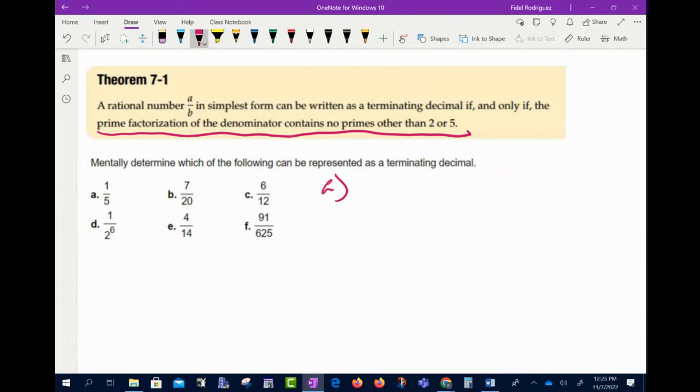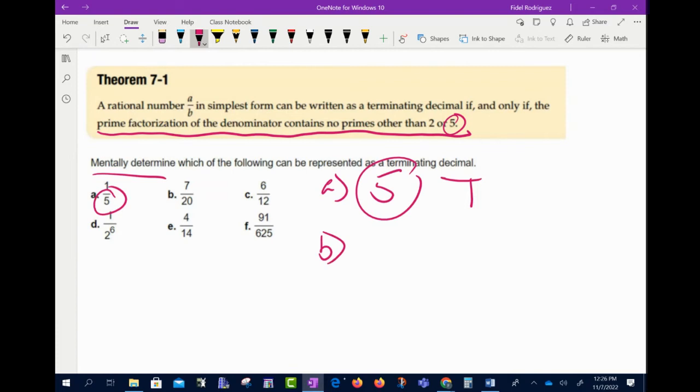So it says, mentally determine which of the following can be represented as a terminating decimal. Well, look at the bottom part. The bottom part is 5. I'm just looking at the denominator. I cannot break down 5 anymore, and the only numbers I want in my denominator are 2 and 5. All we have is 5, so I'm going to put a T. That means it's going to be terminating, okay?